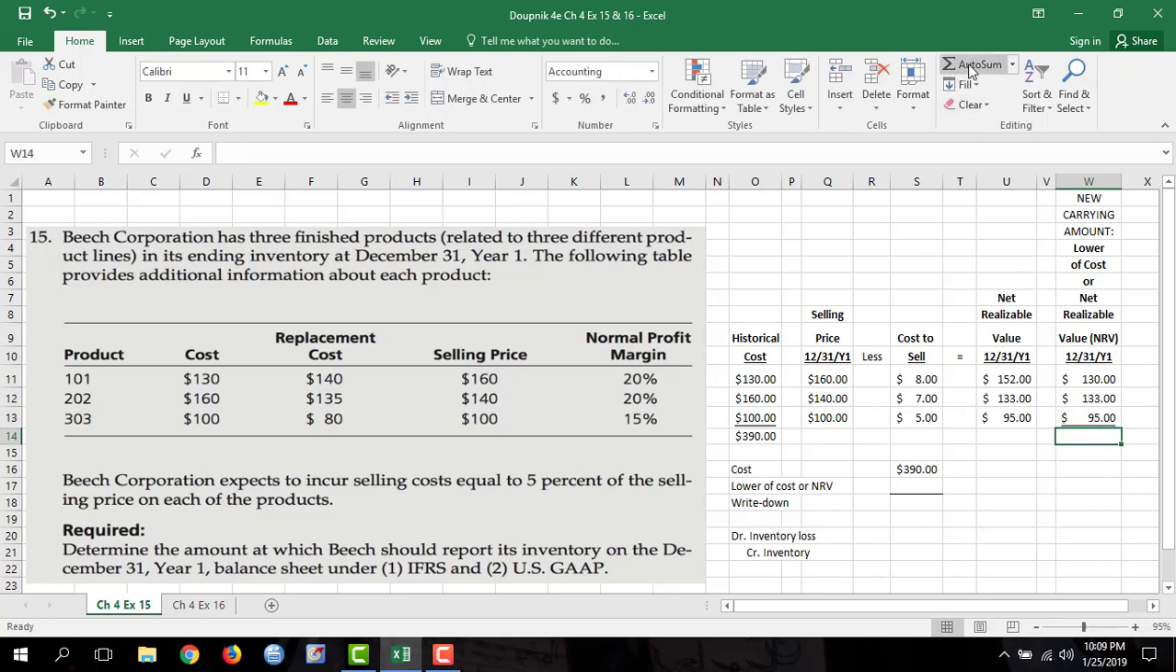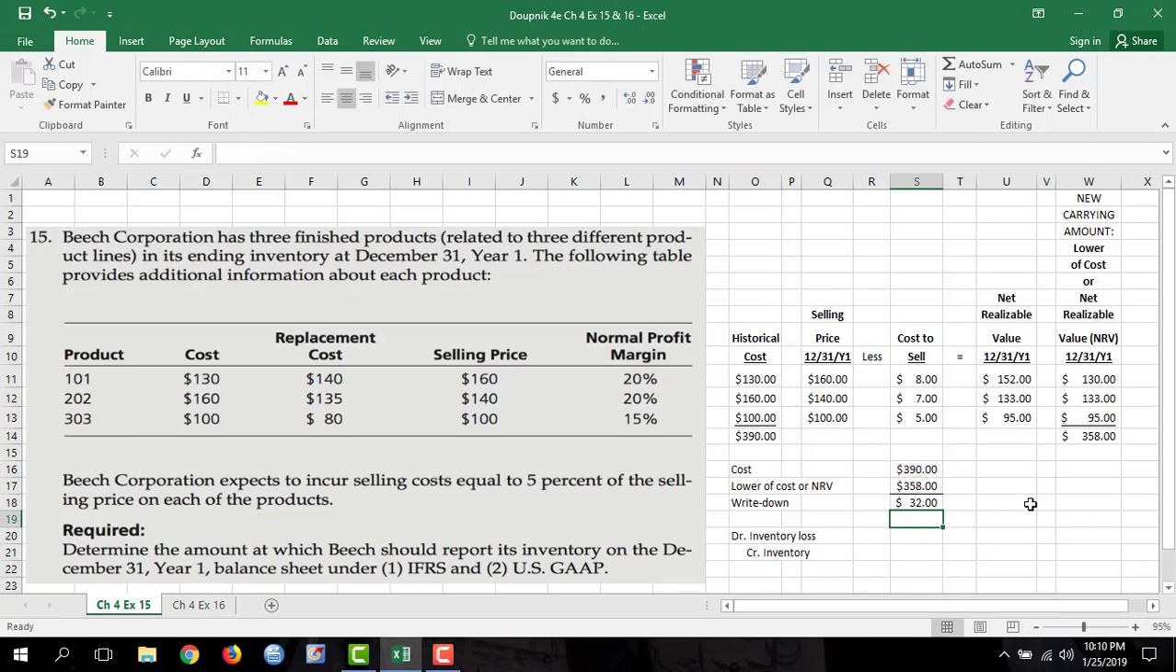Okay, so now we can sum up those 3 amounts to get the new carrying amount of the inventory for the end of the year for Beach Corporation. So we have a new carrying value of $358. And that is lower than the historical cost of the 3 products. So this company, Beach Corporation, will need to write down its inventory to the new carrying amount of $358.